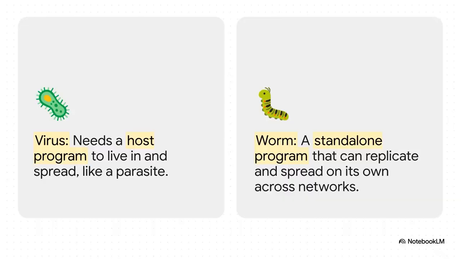Two of the most common types of malicious software that do this exploiting are viruses and worms. A virus is a lot like a biological one. It has to attach itself to a host, like another program, to spread. It's a parasite. A worm, on the other hand, is a standalone program.